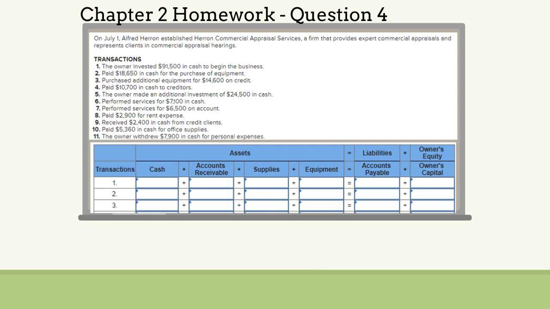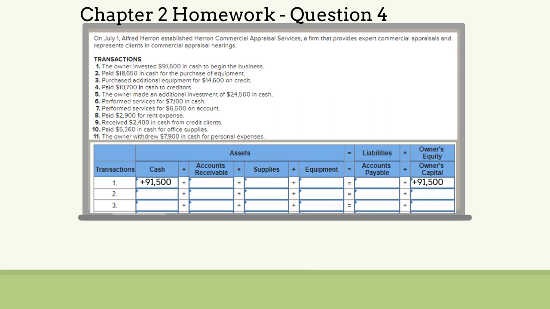For the first business transaction, the owner, Alfred Heron, invested $91,500 in cash to begin his business, Heron Commercial Appraisal Services. So the business now has more cash, and the owner's share of the business increased as well. Let's write that into the table.